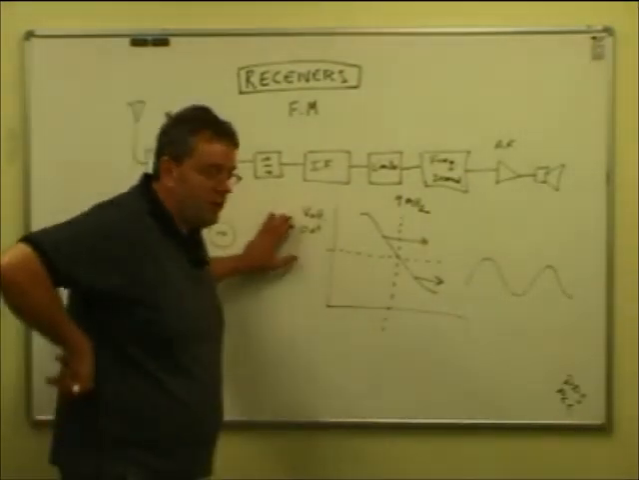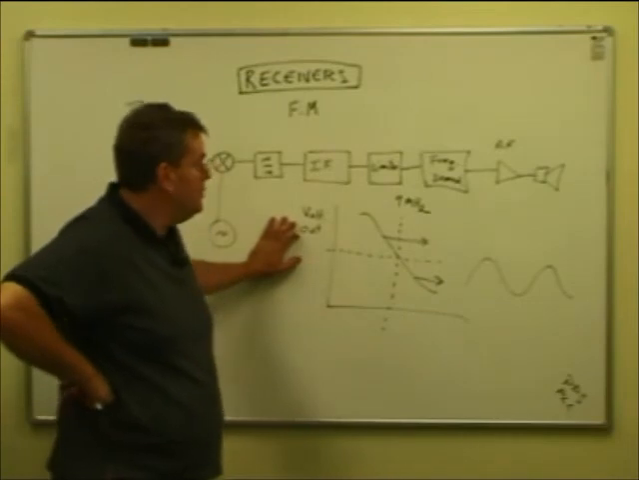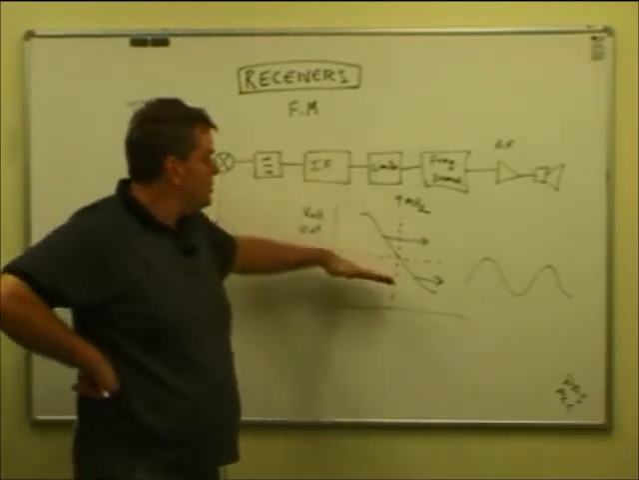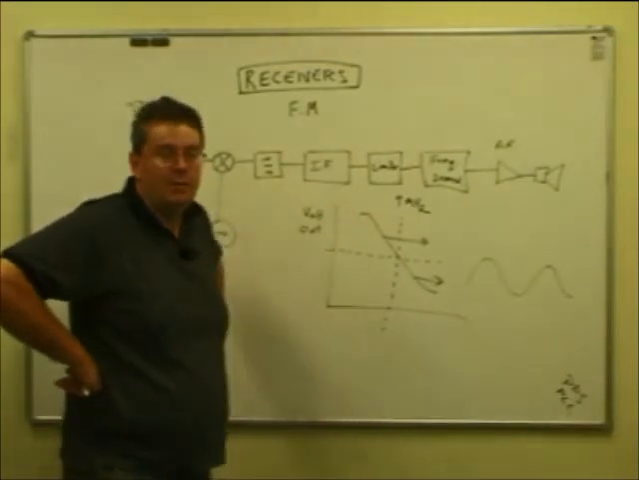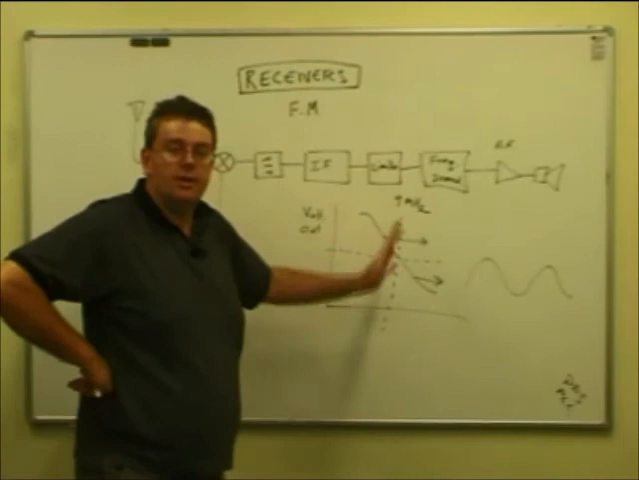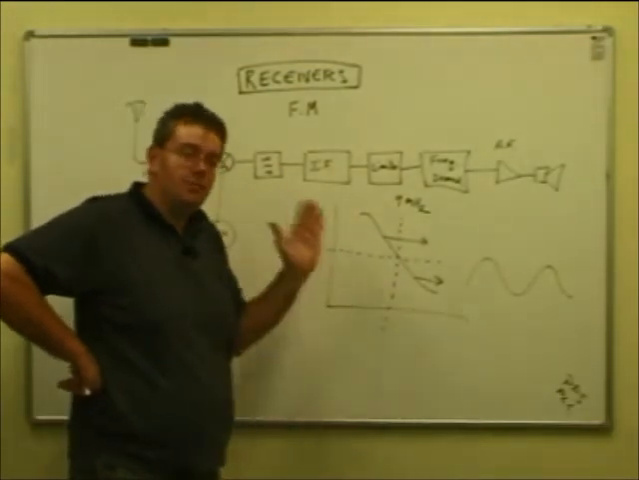And that's the basic idea behind the discriminator or FM demodulator. It's a device that produces a varying voltage in response to a varying carrier coming in. So that voltage will change just like the audio signal did in the microphone at the transmitting end that moved the carrier.